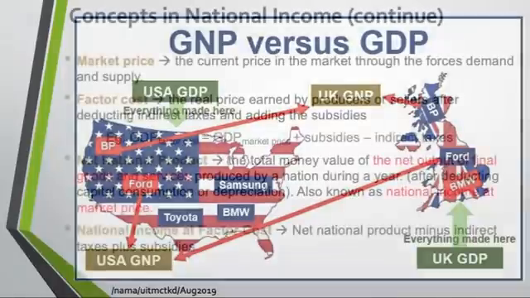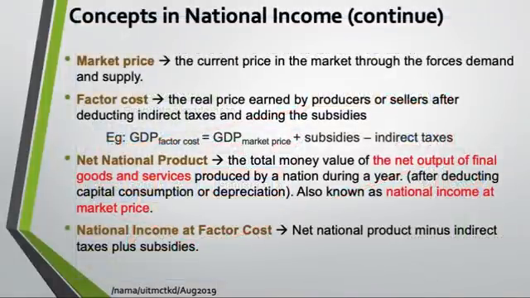Next, untuk market price. Market price is the current price in the market through the forces of demand and supply. Jadi the price that you pay, that is the market price. Untuk factor cost, the real price earned by producers or sellers after deducting indirect tax and adding the subsidies.